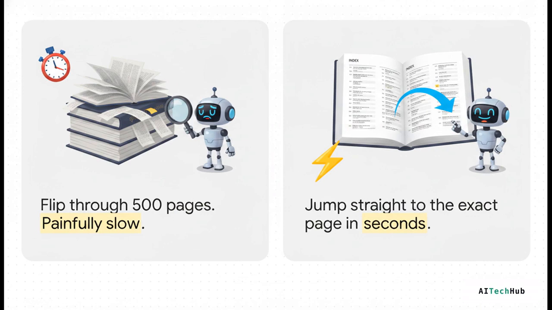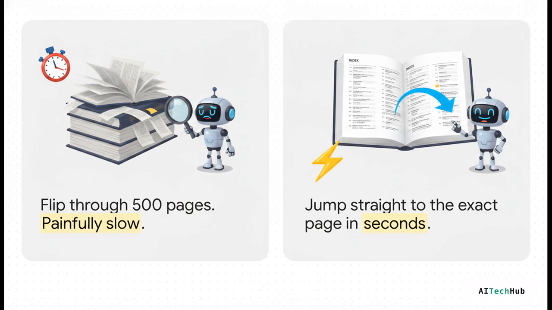Imagine you're looking for one highly specific topic in a super dense 500-page textbook. But this book has absolutely no index. What do you have to do? You literally have to physically flip through every single page, scanning every paragraph until you finally stumble upon what you're looking for. It would be an agonizingly manual, painfully slow process. We're talking minutes, maybe even hours of your life gone.